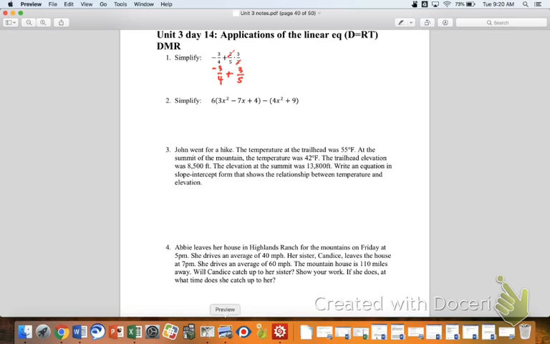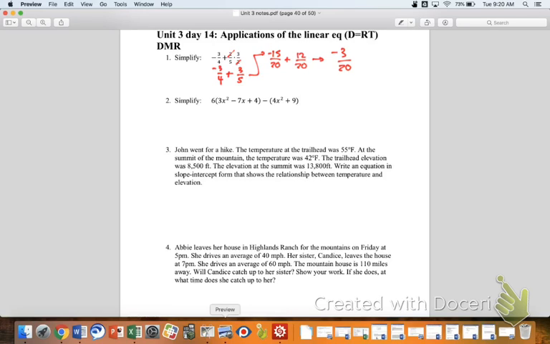So there's that. And then to add, you need a common denominator. The common denominator would be 20. And so if I do get that common denominator, I would get negative 15/20 plus 12/20. When I add my fractions, I add the numerators, leave the denominators alone. I end up with negative 3/20. Any questions on number one?